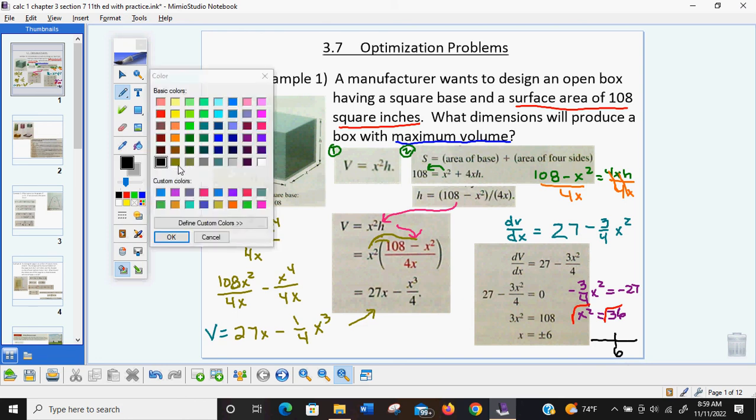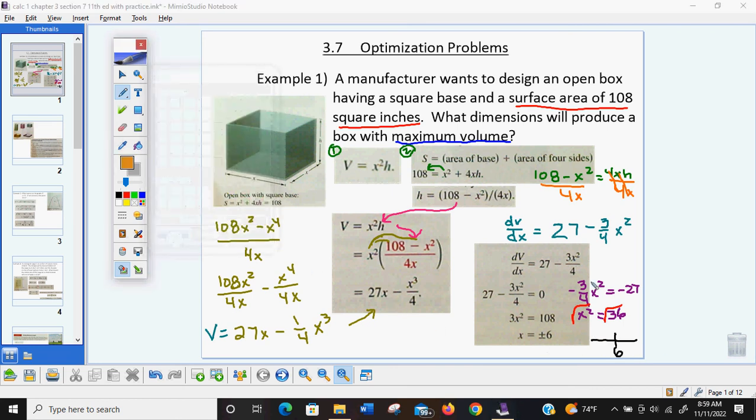Now, if you want to test it and make sure that this is going to give us what we need, if I plug 0 into this first derivative, I get a positive. It is going up. I get a positive 27. And if I plug, let's say, 7 into this derivative, we're going to get a negative. It's going to be going down. So we did find a maximization. Okay, so we know that x is equal to 6. When x is equal to 6, we have a maximum volume.